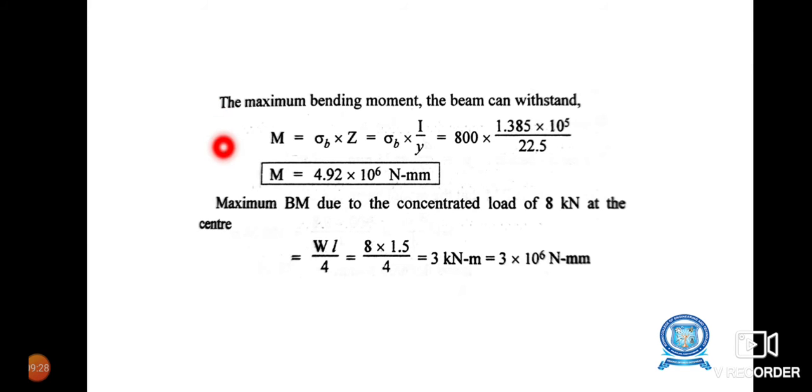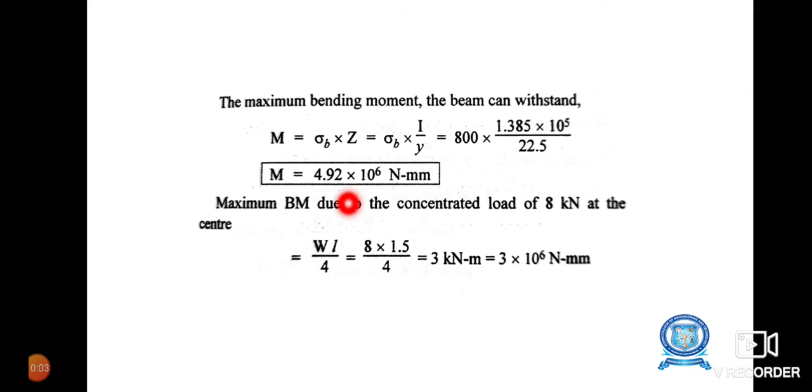So next we calculate the maximum bending moment the beam can withstand. M is equal to bending stress into Z, where Z is I by Y. The bending stress value is 800, and I value is 1.385 into 10 raised 5 divided by 22.5. So M is equal to 4.92 into 10 raised 6 Newton mm. So we have calculated the maximum bending moment M is equal to 4.92 into 10 raised 6 Newton mm.